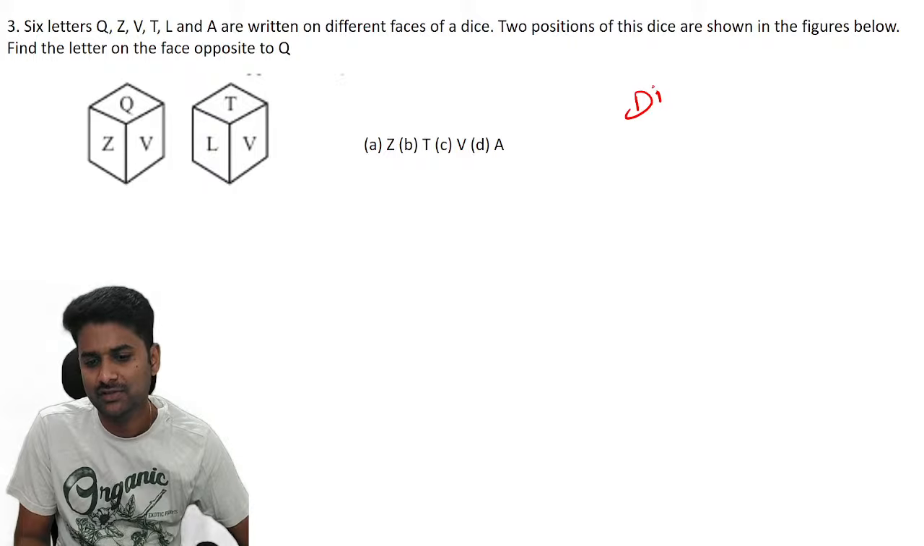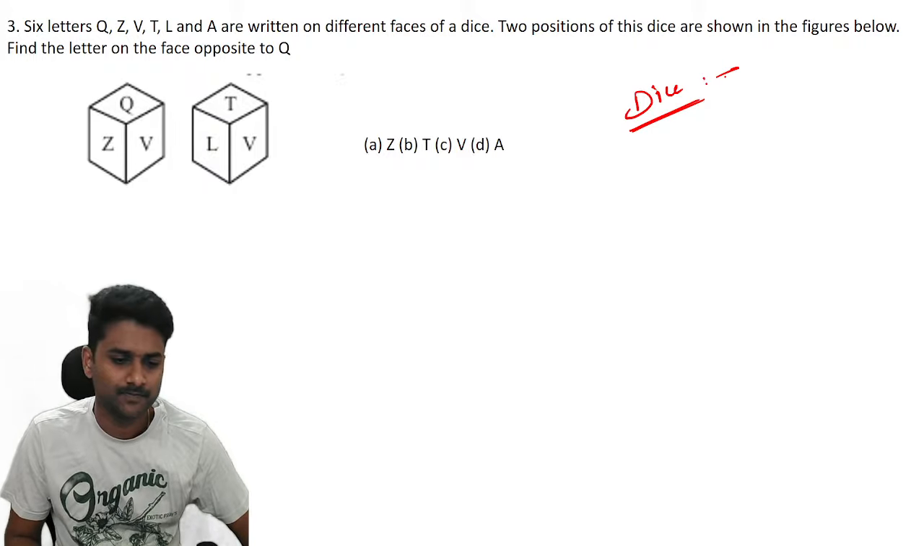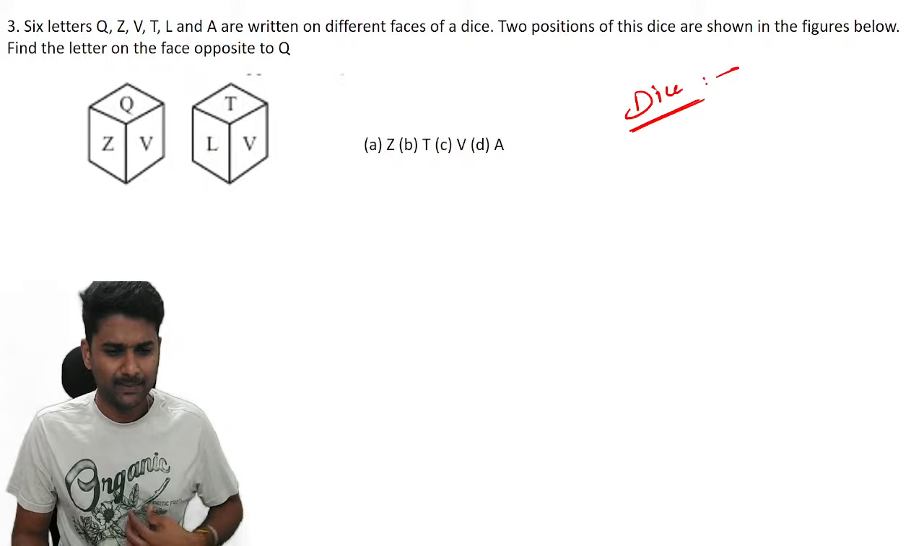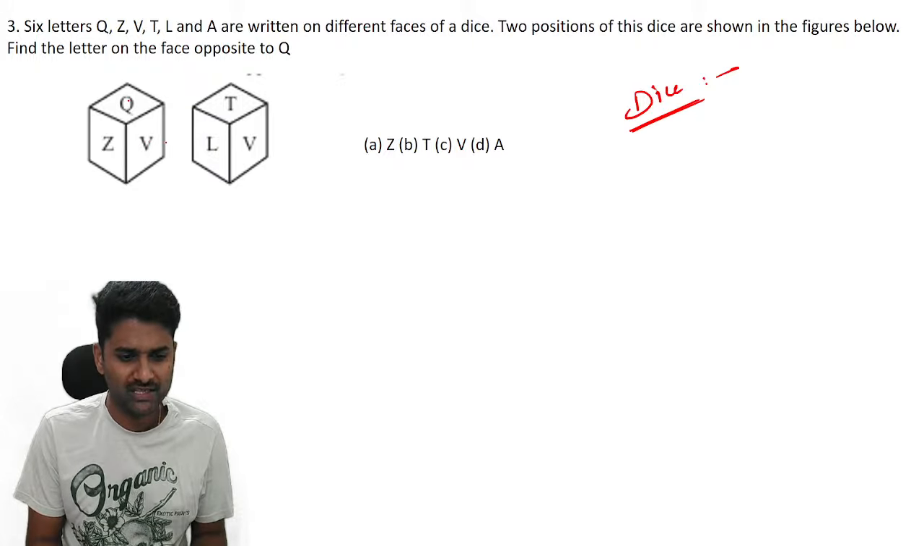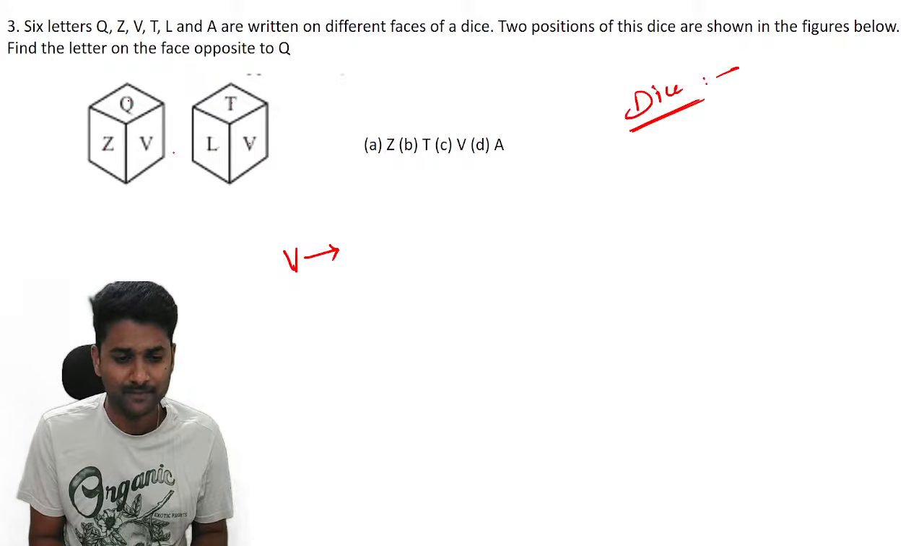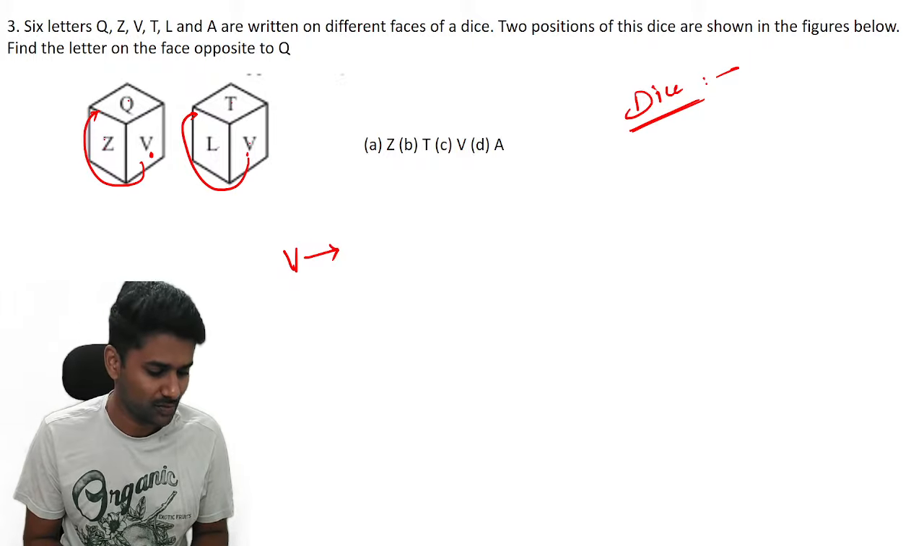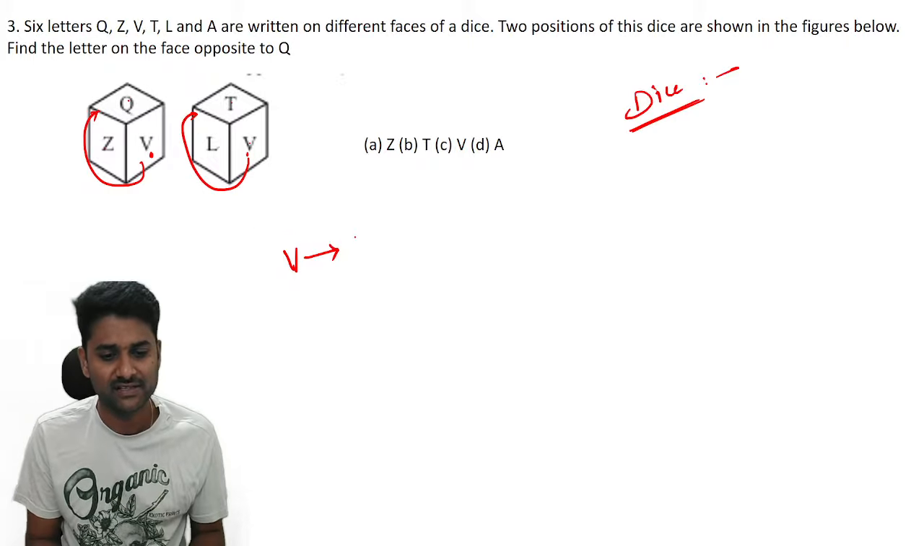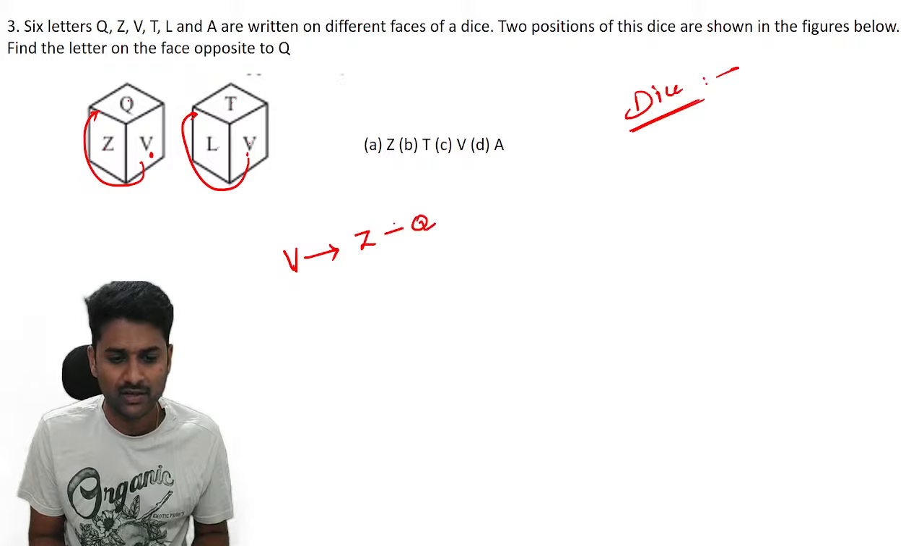It's all about the dice concept. Now it's all about the comparison. See, for example, QVZ, TVL. Here the thing you should understand is that V is common, so one face is common. If any one face is common, consider the clockwise notation and you will get the exact opposite pair. If one element is common, consider the clockwise notation of that surface. So V, Z, Q. In the same way, V, L, T.